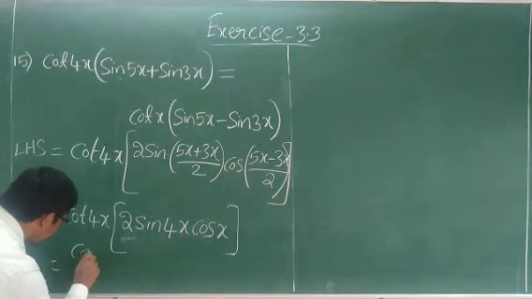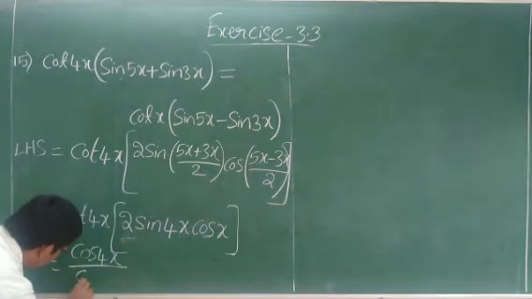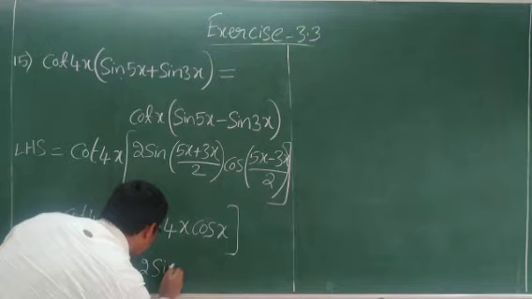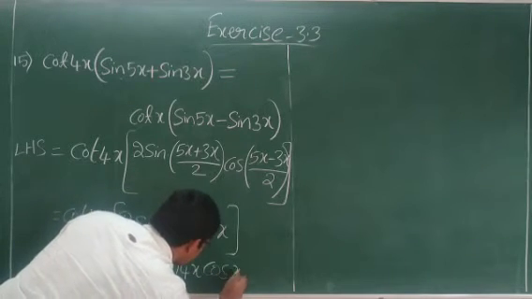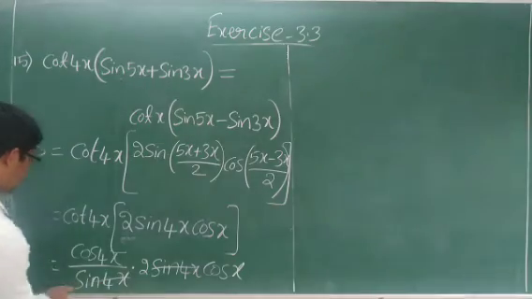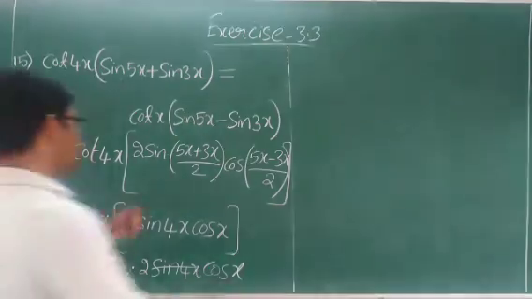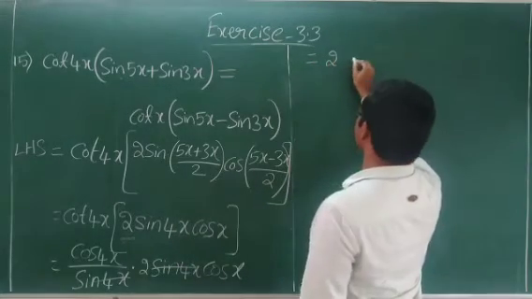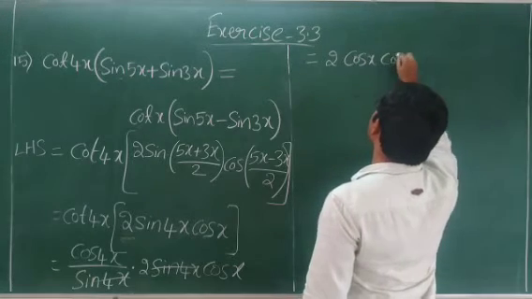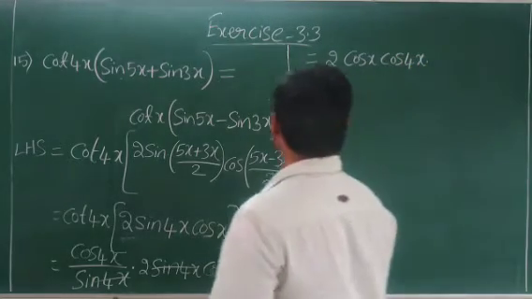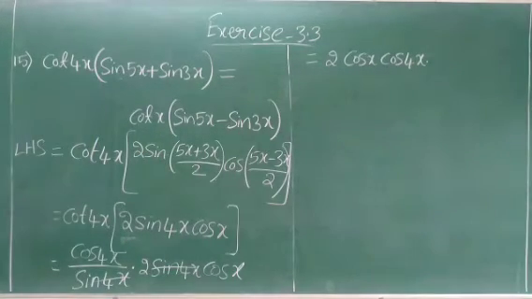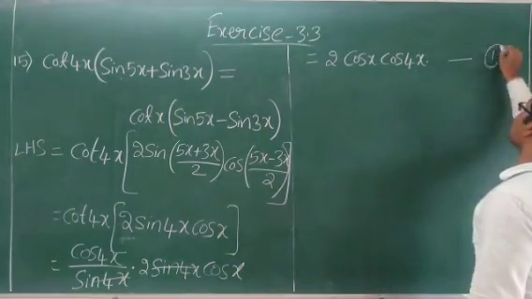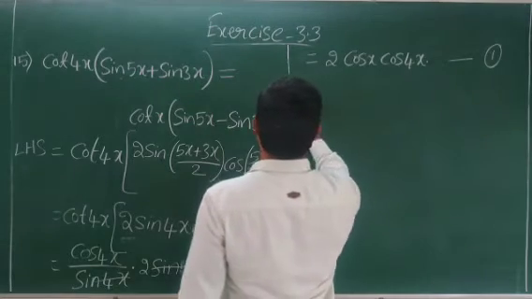Cot 4x can be written as cos 4x by sin 4x, into 2 sin 4x into cos x. So we can cancel sin 4x. The remaining we get 2 cos x into cos 4x. So we can label this as 1.